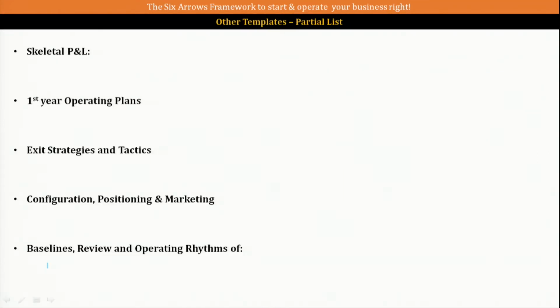We examined two templates to a level of detail. There are other templates which support the practitioner, which I'm just enumerating here. For example, skeletal P&L, which we elaborated on while we talked about the arrow. First year operating plans, exit strategies, configuring and positioning the product, and most importantly, baseline review and operating rhythm.